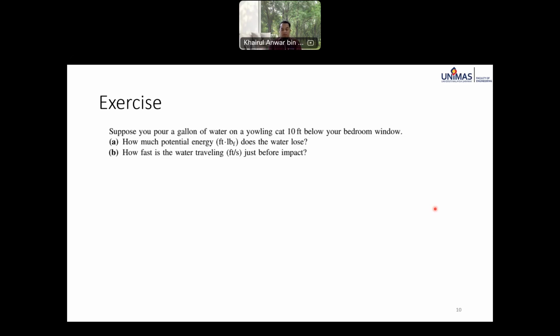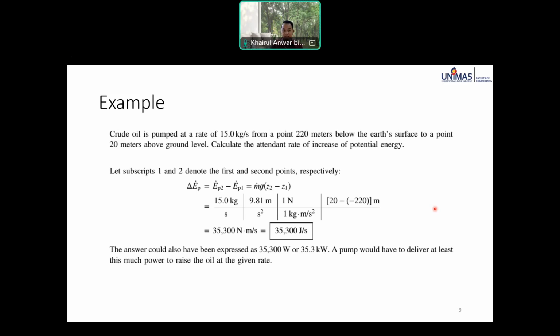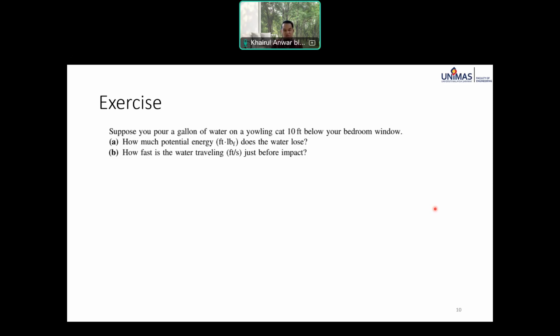So gallon of water, MGZ. So, gallon of water multiply with G is gravity. So this gravity is not 9.81, it's 42 because of the unit. How to know? Appendix A.